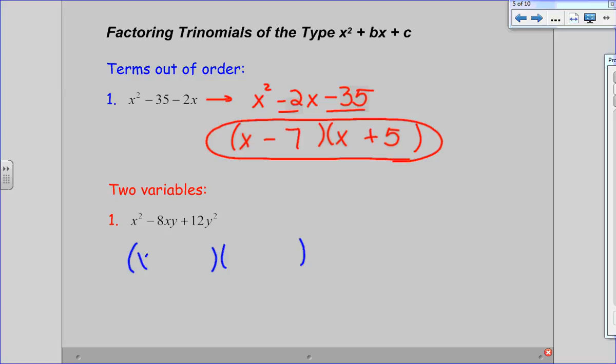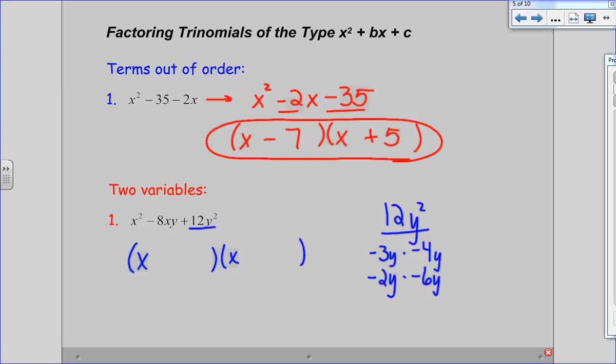We know that x times x would give us our first term of x squared. But now let's look at our last term, 12y squared. Now we want to think of the things that would multiply to give us the 12y squared, but also add up to give us that negative 8. So our possibilities for the 12y squared could be negative 3y times negative 4y, or negative 2y times negative 6y.